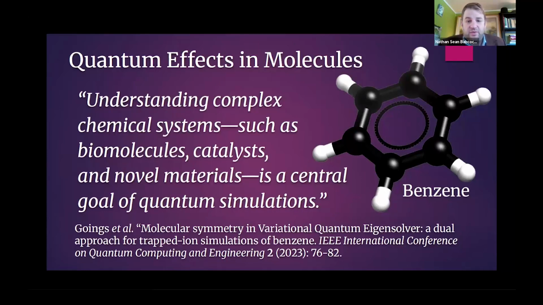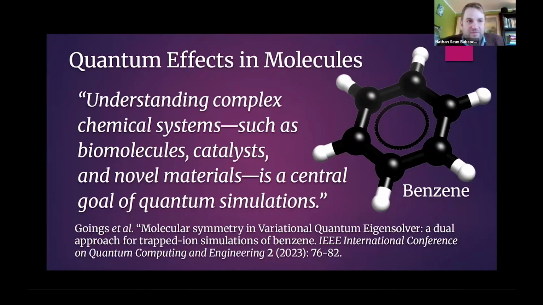Now, today, we understand that quantum effects are inherent to every aspect of chemistry, and particularly for a somewhat more complex molecule like benzene with this cyclic aromatic structure. We see 6 carbons in black forming a hexagonal arrangement. It's very interesting to look at these systems because the close arrangement of the carbon atoms allows the electronic wave functions, the electrons that hold the atoms together, to overlap. This overlapping reflects a quantum superposition effect and also various entanglement effects due to the electron spin. Without getting too much into those details, the take-home message from this slide, as I've put in the quote here, is that understanding complex chemical systems like biomolecules, as well as catalysts and novel materials, is a central goal of quantum simulations.